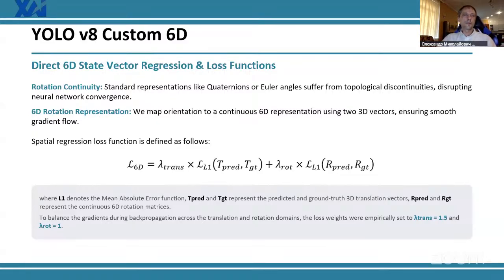Standard orientation formats such as Euler angles or quaternions introduce discontinuities that confuse neural networks during training with rapid rotations. To solve this, we used a continuous 6D representation of the rotation matrix. To train this multitask head, we developed a custom penalty function. It combines the loss of the position vector with the loss of the rotation matrix using lambda scaling weights. Next slide, please.